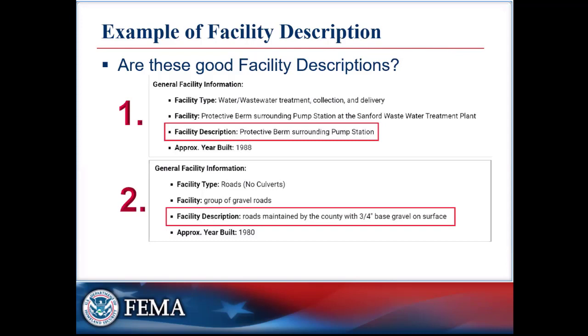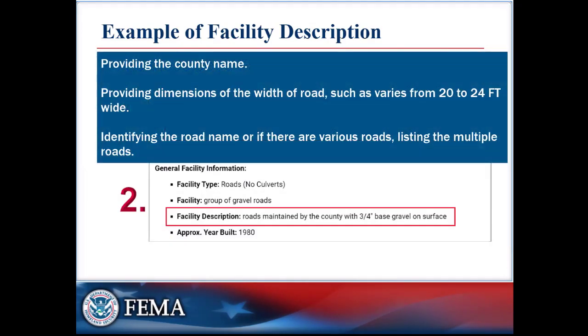So does that have some valuable information, right? So we do have that it's been maintained by the county, so that's good. And we also have information that it's generally a 3/4 inch gravel surface, right? So that's also good information. But what is missing? What could make this facility description better?